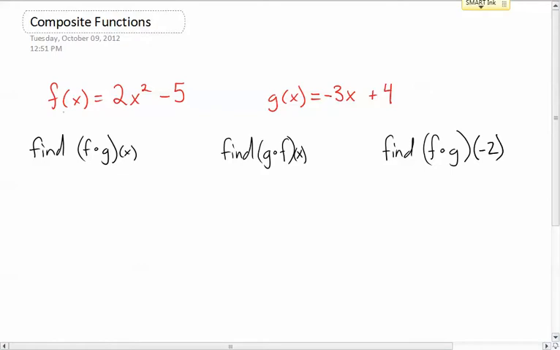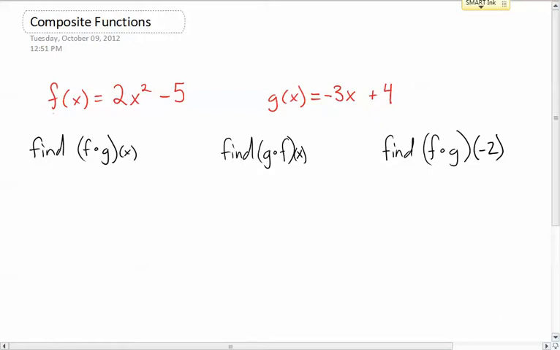Let's look at these two functions. We've got f of x, which is 2x squared minus 5, and we've got g of x, which is negative 3x plus 4. Now, a composite function is when you have a function that is composed of more than one other function. For example, this first one says f, that open dot, is read "of." So f of g of x.